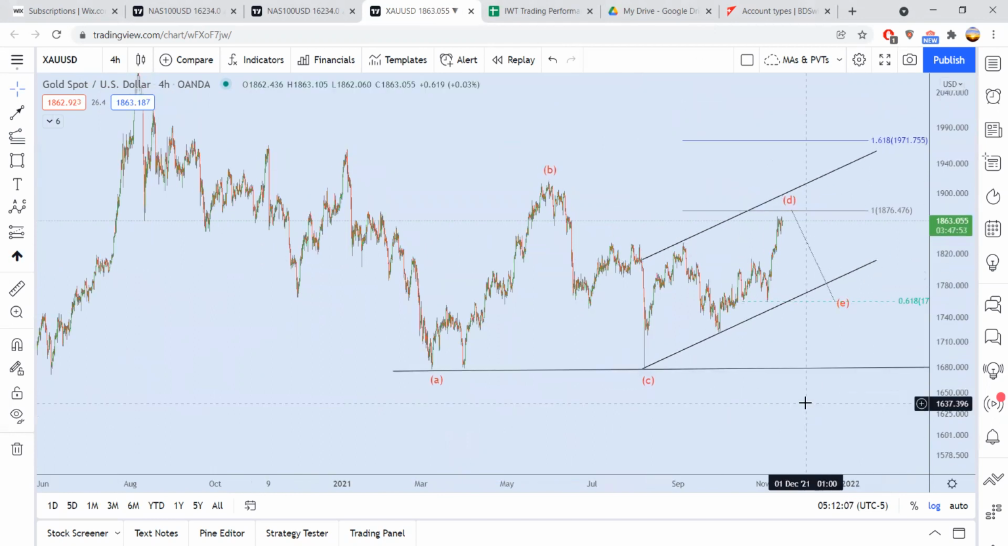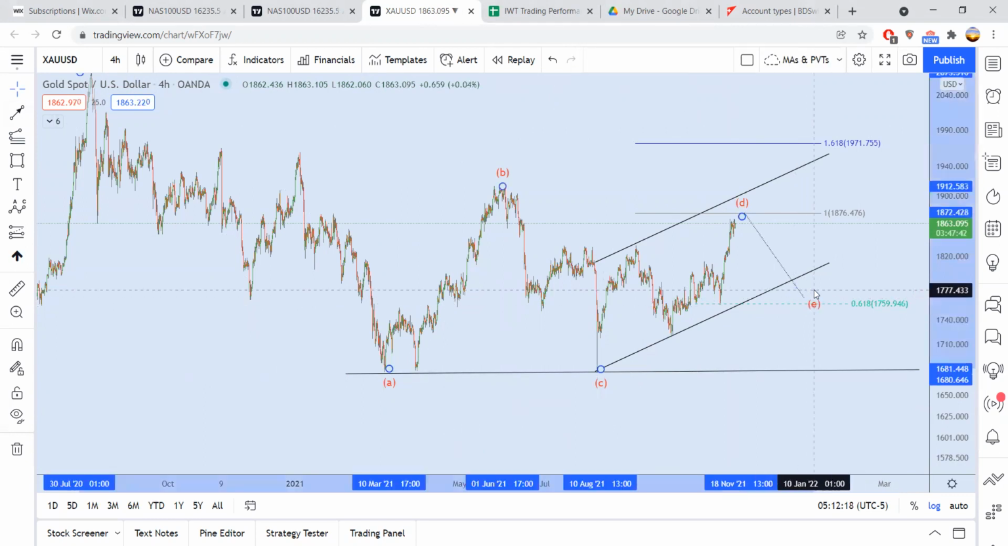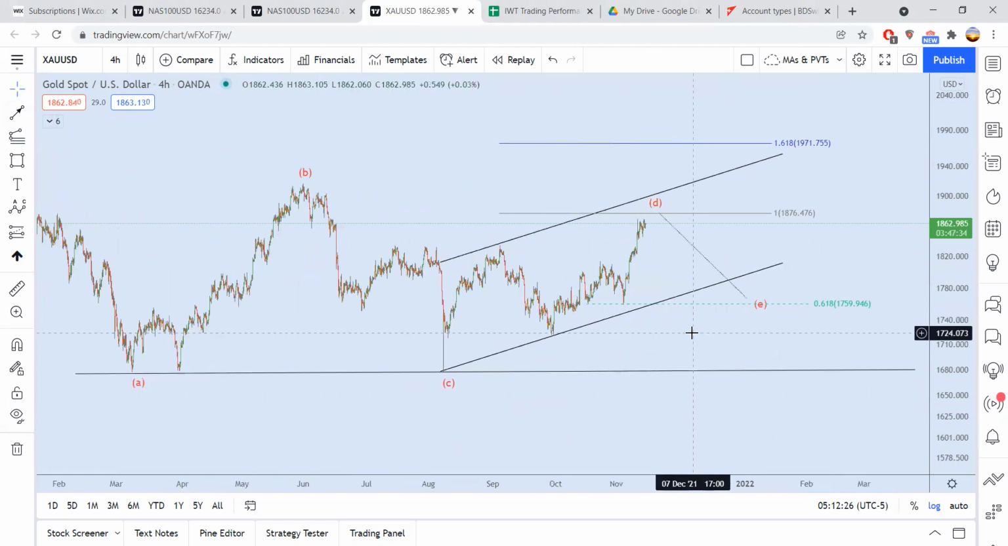There is a high probability that gold is trading in a triangle pattern. That's why we have labeled it as A, B, C, D, and then E, finishing the year down. We'll see. We don't know the future yet. However, this is our primary view on gold, and as long as we are not invalidated, we will keep tracking this case.